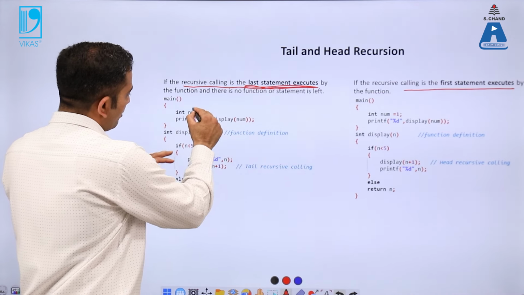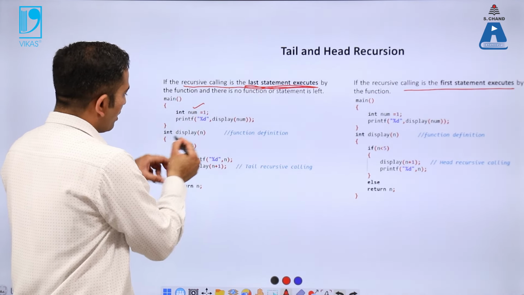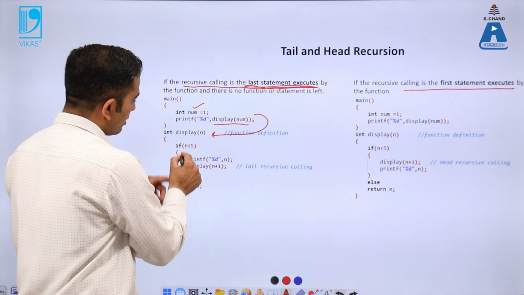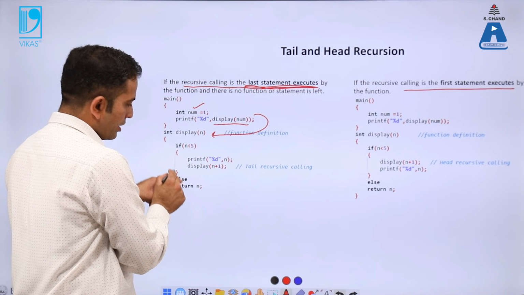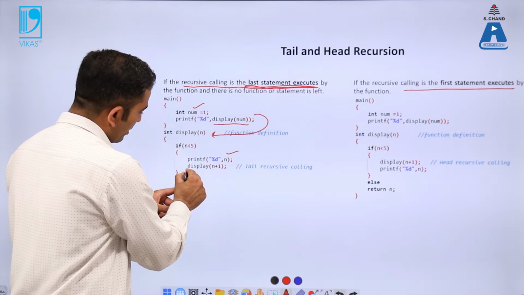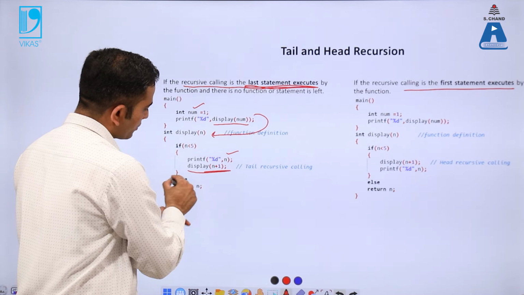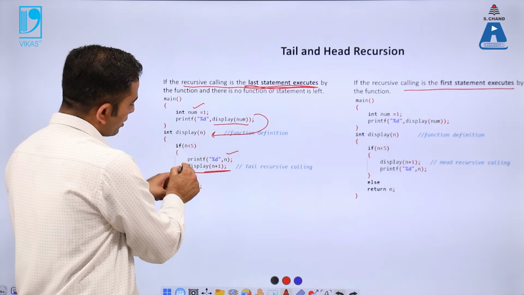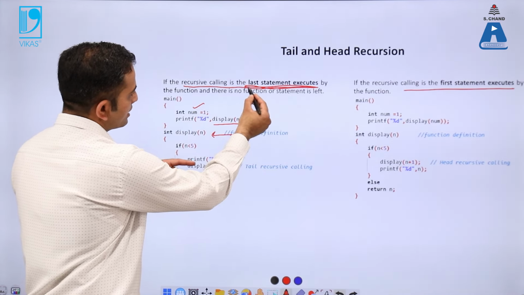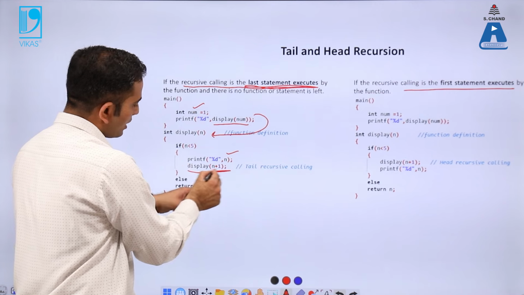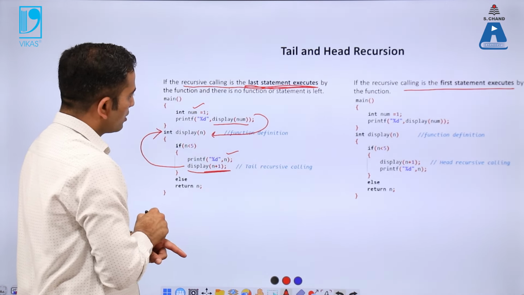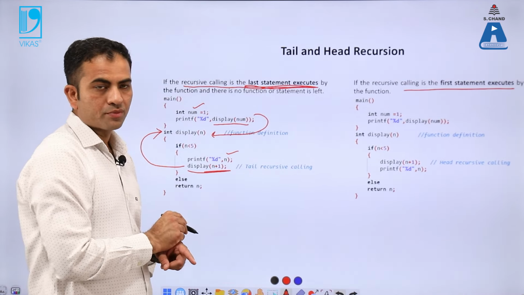Here again we have to display the numbers. In the function definition display(n), my control goes here, 1 is less than 5, the condition is true, it goes inside and prints 1. Now here display(n+1). This type of function calling is called tail recursion because the recursive call is the last statement executed.